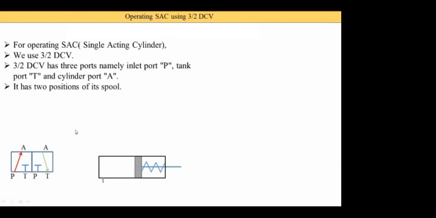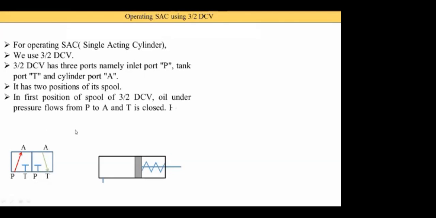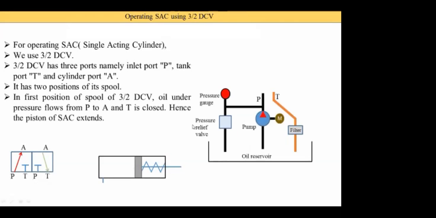Now it has 2 positions according to our theory. In the first position, what happened to the spool of the 3x2 DCV, I will explain later on. First we see the image. So these are the basic parts of the hydraulic symbols, and if you don't know the general layout of the hydraulic system, then the link is provided on the card. These are the basic components that you need to show in every design of the hydraulic symbol.